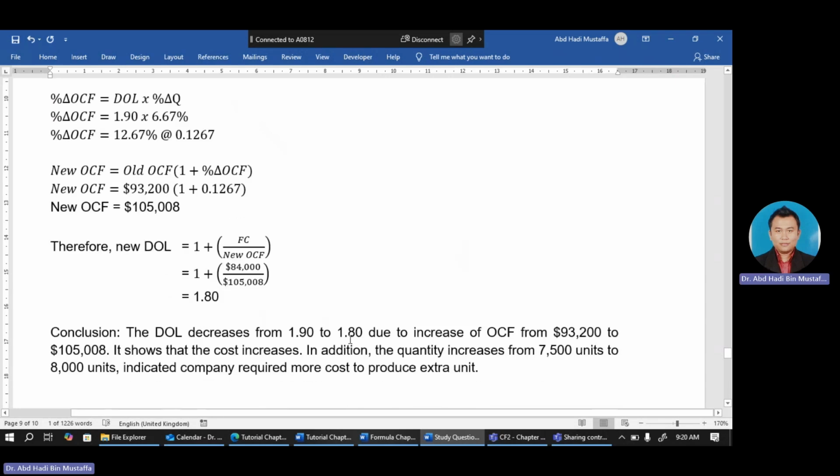Conclusion, the DOL decreases from 1.90 to 1.80 due to the increase in OCF from 93,200 to 105,008, which shows that cost increases. So if OCF is operating cash flow, technically it is a cost. So when output goes up, it means OCF also goes up. It means cost also goes up. When cost goes up, DOL falls. Yeah. In addition, the company requires more cost to produce an extra unit.